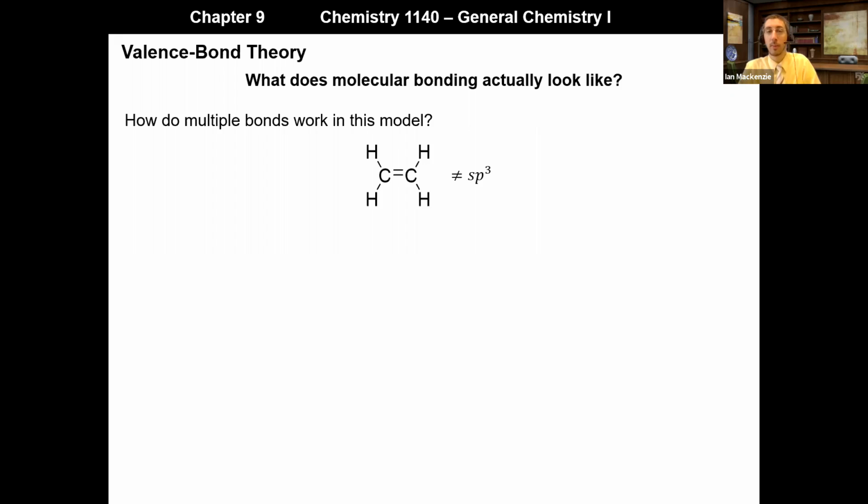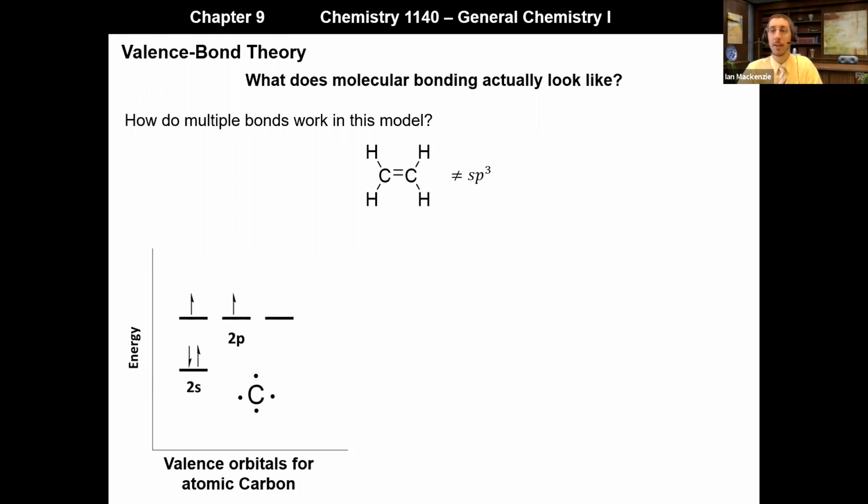And we can answer this by looking at this molecule, CH2CH2, where there's a double bond between the 2 carbon atoms. And looking at this, we can note that there's only 3 electron domains. There's the double bond, and then there's the 2 carbon-hydrogen single bonds. So we don't need 4 identical orbitals to form 4 identical bonds. What we really need is something a little bit different.